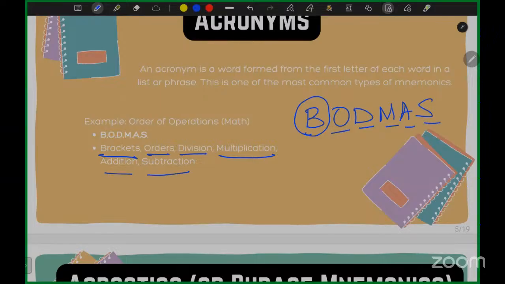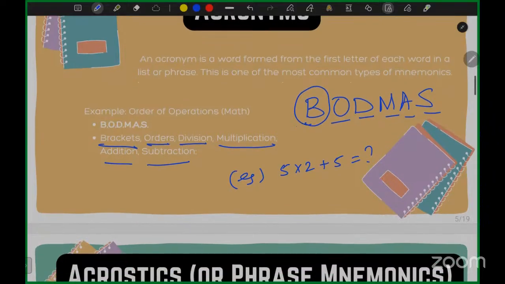Suppose a maths teacher gives a problem to a student, for example, 5 into 2 plus 5 equal to what? Now, what does a student do? A student can do it in two ways. One, he will multiply 5 into 2, that is 10, plus 5 gives 15. This is one answer. The other answer: 5 plus 2 will give 7, and 7 into 5 will give 35. So there are basically two answers for this question. What is the right answer?